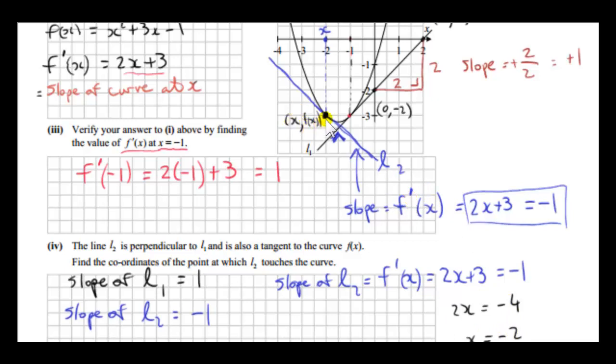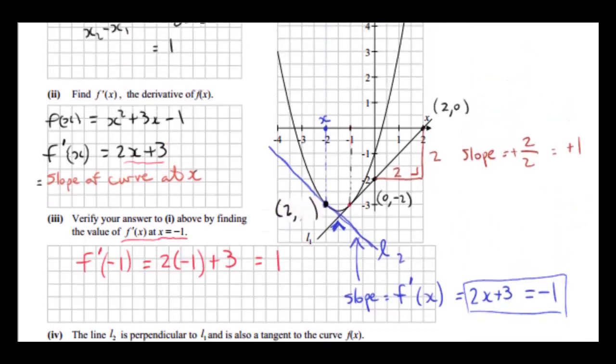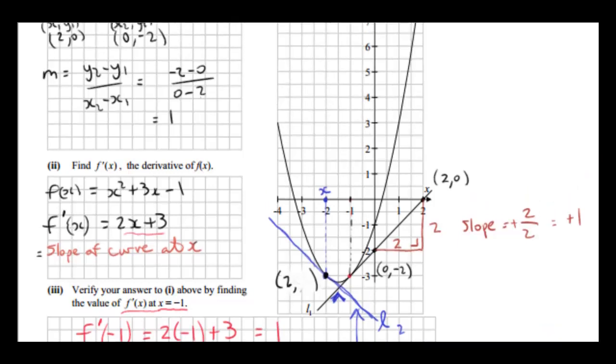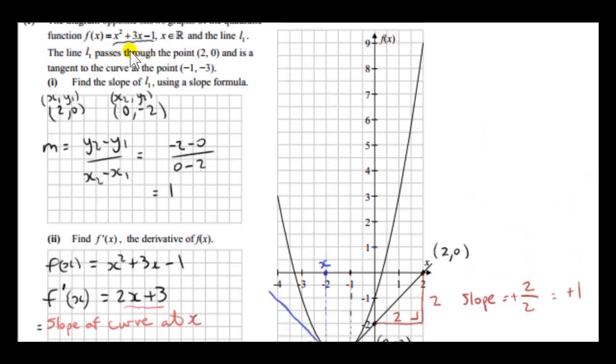So we found the x value of this point. Now we go and get the y value. We have to sub 2 into the function. So we're talking about a point on the curve, and the curve is given by this quadratic function here, so we have to get f of 2.